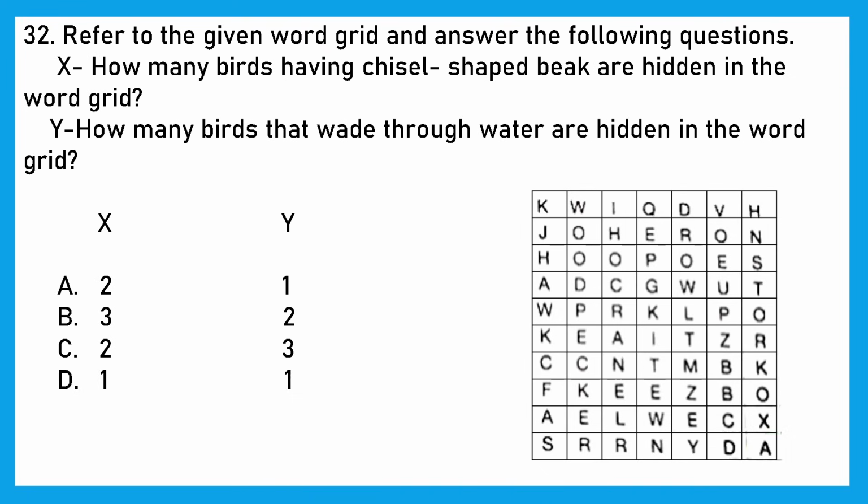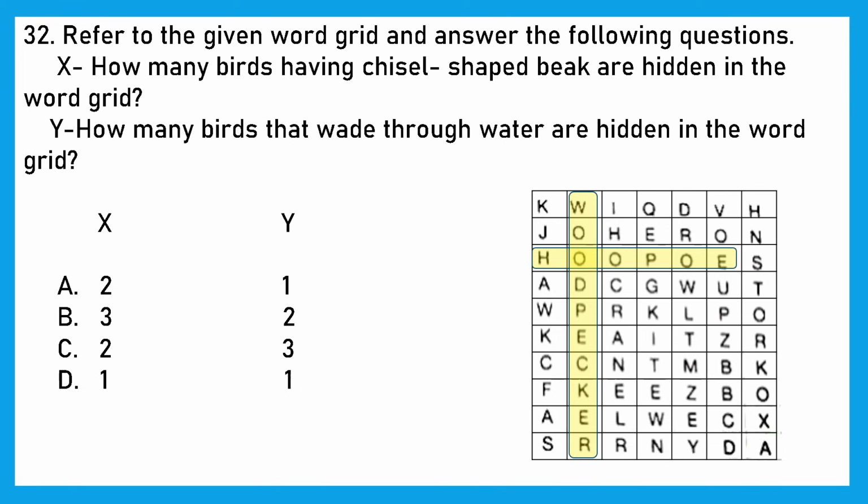Question 32. Refer to the given word grid and answer the following questions. X is how many birds having chisel-shaped beak are hidden in the word grid. Let's find out. I got hoopoe. So that is one I got. And the other one I got is woodpecker. And nothing else. So only 2. For X it is 2.